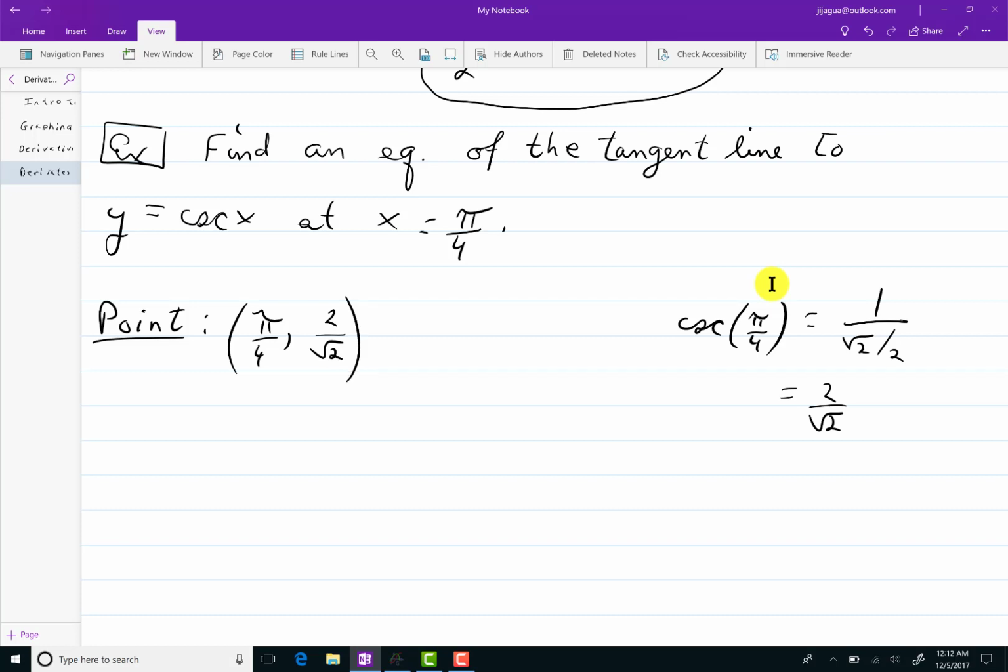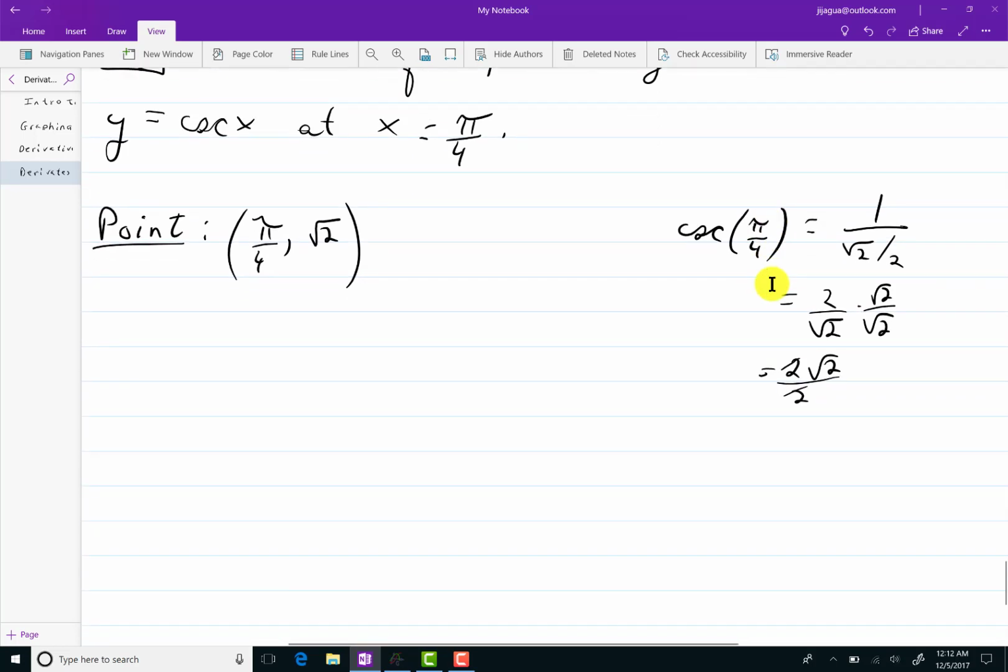And some people may even simplify that. A lot of people hate 2 over radical 2, and they simplify it by multiplying numerator and denominator by radical 2. So I would have 2 radical 2 over 2. Okay, so instead of 2 over radical 2, I'll use radical 2. So there's my point.